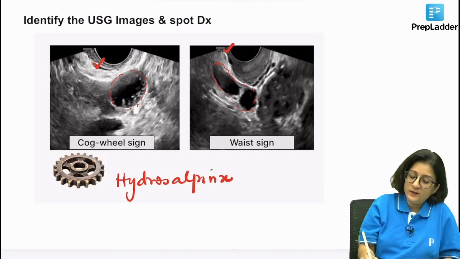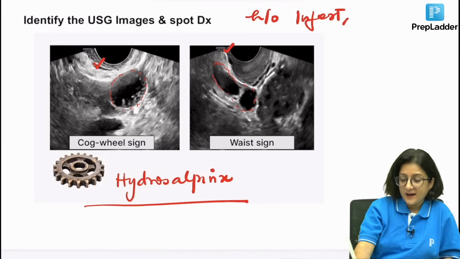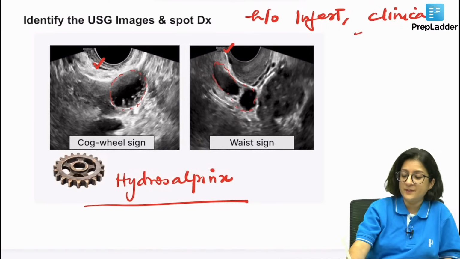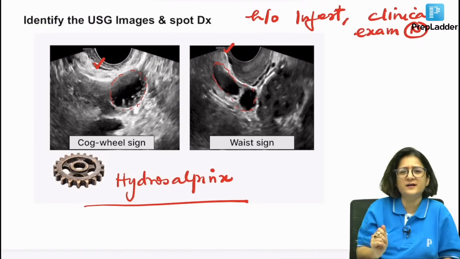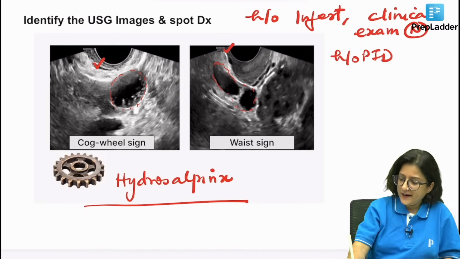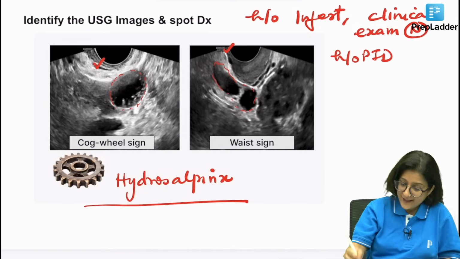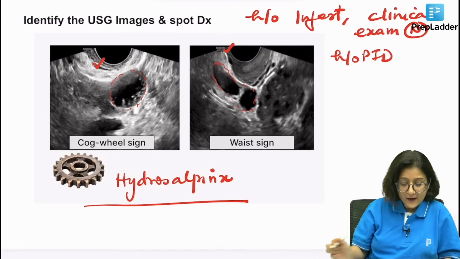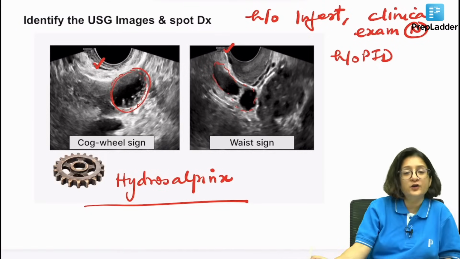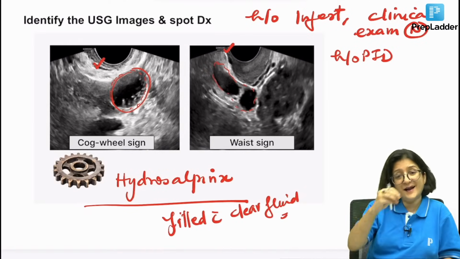You will be able to tell better if I told you there is history of infertility. I'll tell you clinical examination was absolutely normal. So, no immediate concern. History of infertility, history of PID in the past, multiple episodes of PID in the past. This is tubal damage. And then I'd give you the images. Then you will tell me this is hydrosalpinx. Right? Because this is a dilated fallopian tube filled with clear fluid.